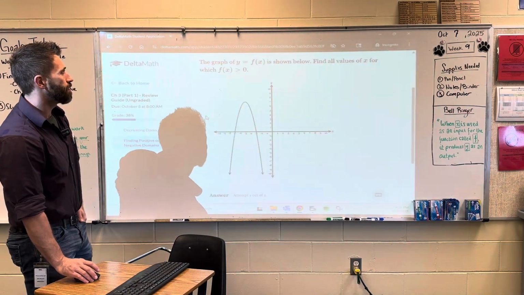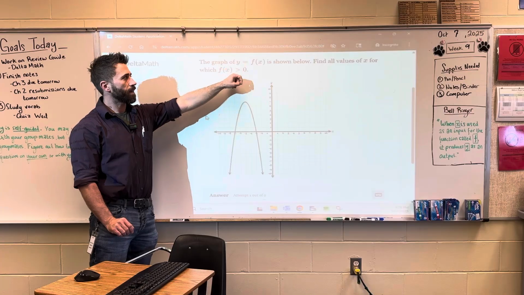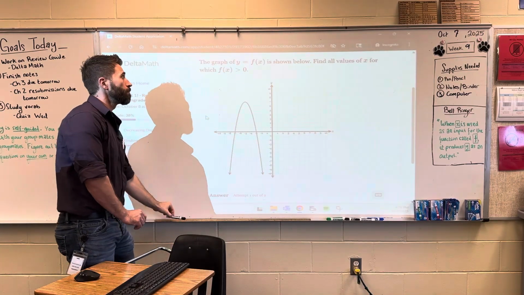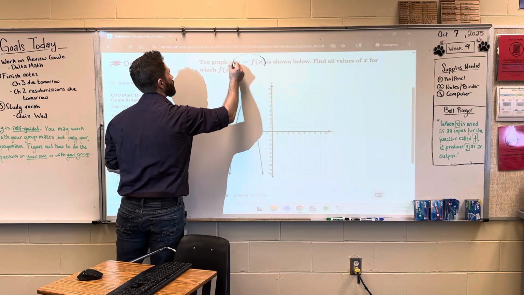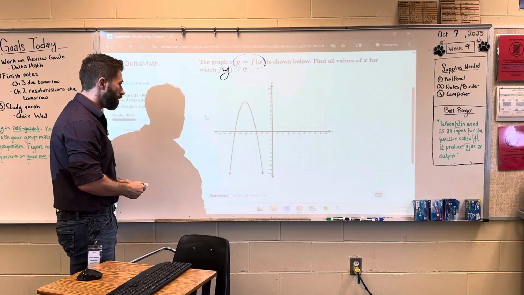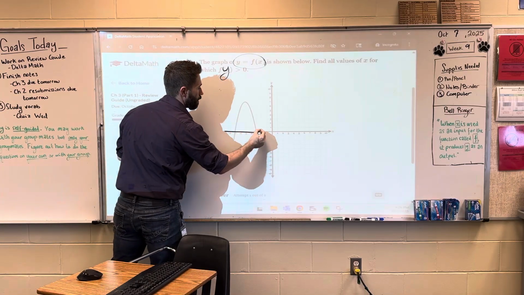Finding positive. So the graph of y equals f of x is shown below. Find all values of x for which f of x is greater than 0. Now, it kind of gave you a key right here. It says y is equal to f of x. So it wants to know the parts where y is greater than 0. Where is y greater than 0?